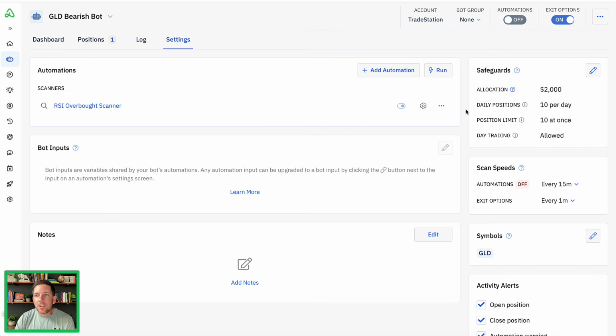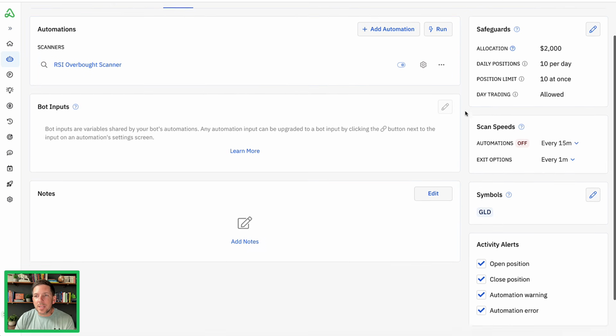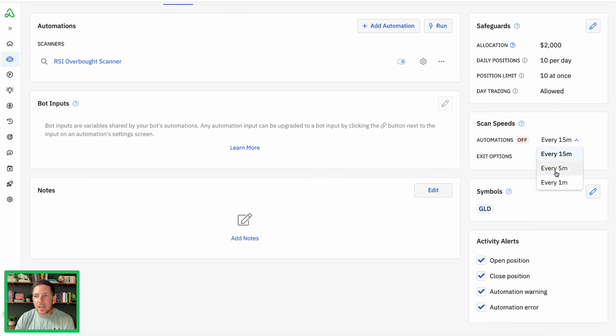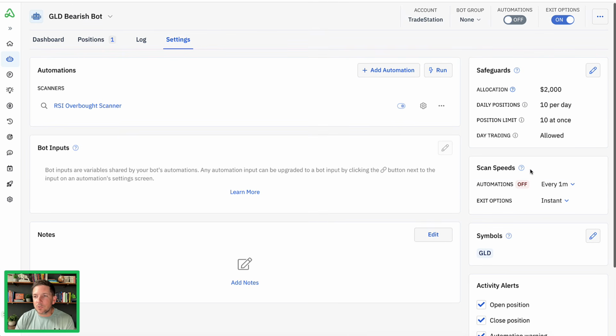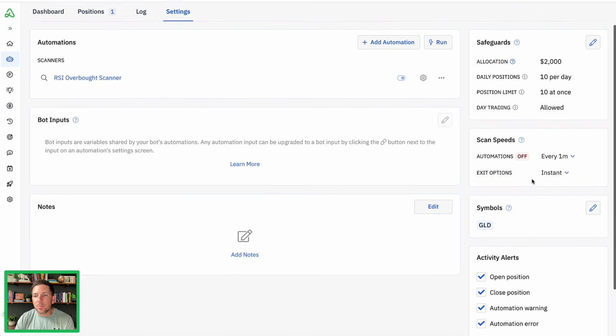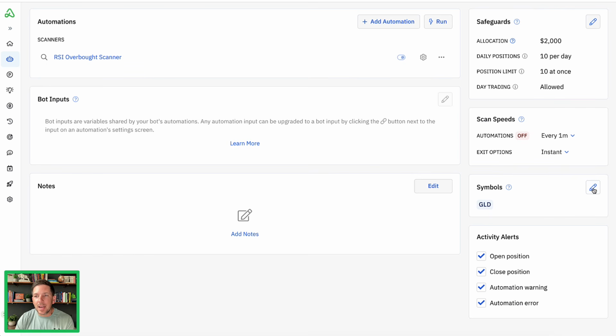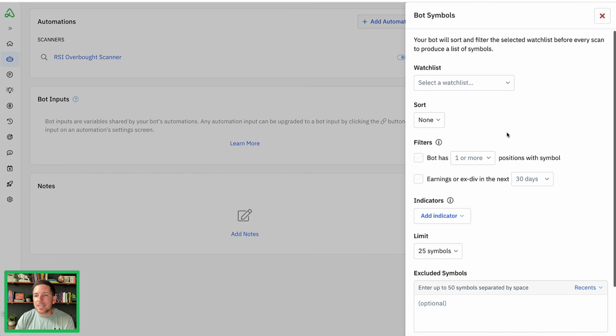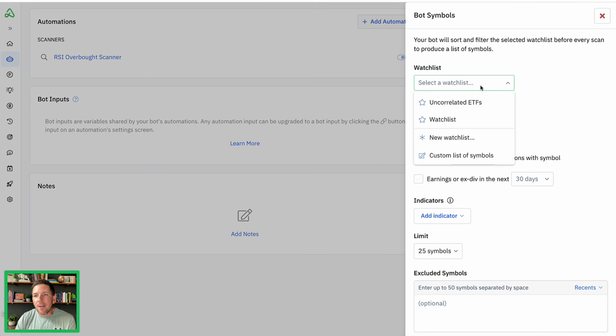So the last thing that we have to do here is we just have to go through our settings. So our scan speeds, we can set to every minute. We can set our exit options to instant exit options, which will track instant pricing on everything. We can, of course, turn on the automations. But once we do that, we first need to set our bot symbols. So here inside symbols, what we can do is we can set the list of symbols that the bot is allowed to scan through. If you have a watch list, you can marry it up with your watch list and tell the bot, hey, look, go through my watch list. That's the list you want to set.